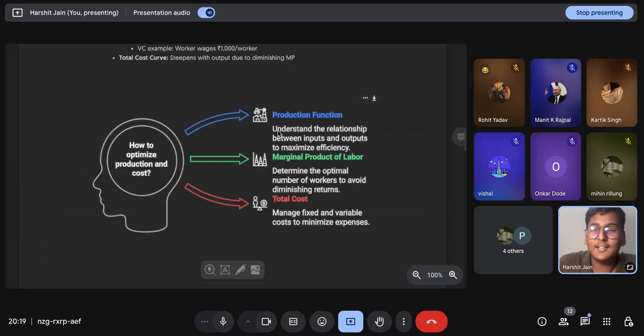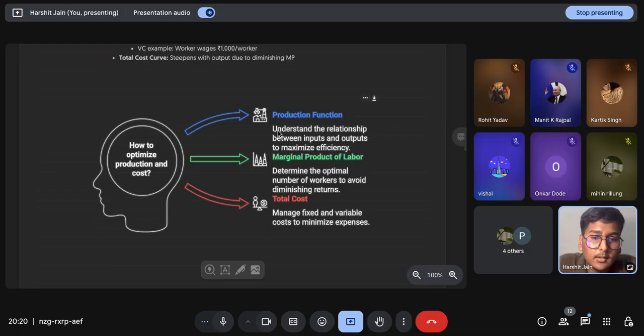Now the total cost is the fixed cost plus variable cost. Say the kitchen rent is 3000 per hour, that is fixed. If you didn't make any samosa, that is fixed. If you make 1000 samosas, that is fixed. And each worker's cost is variable.